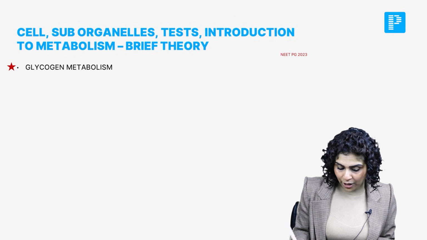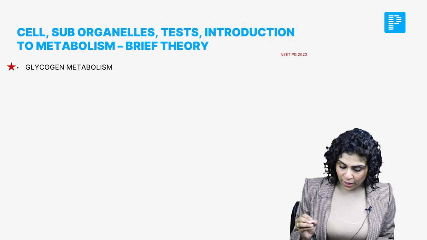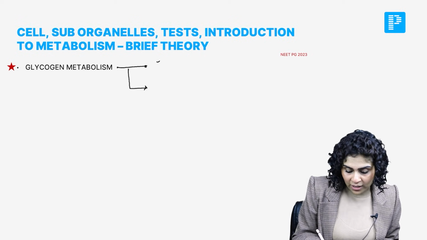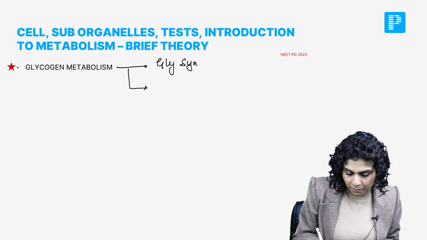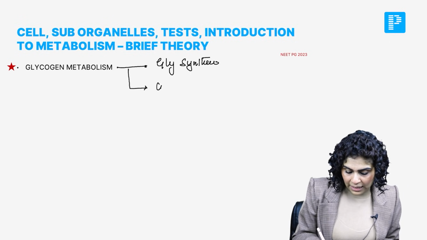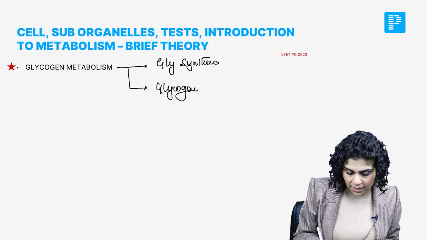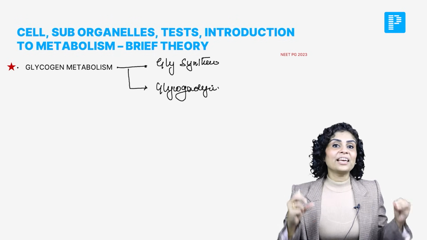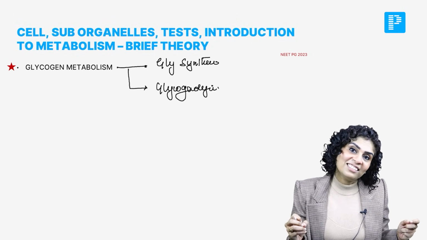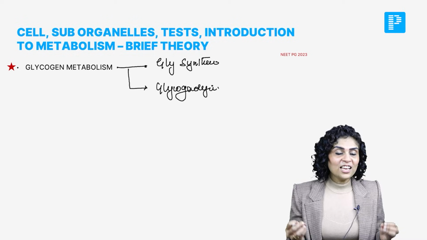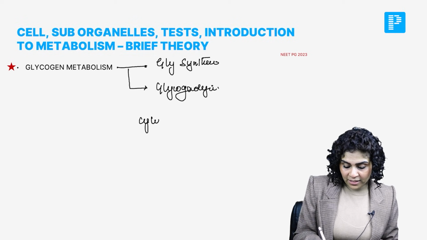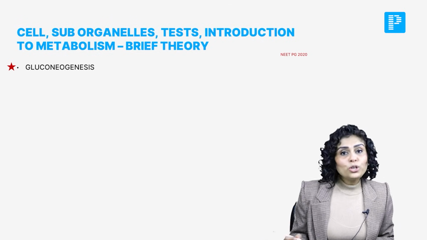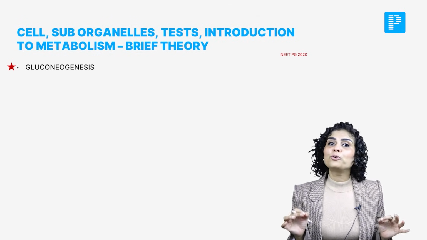Now about glycogen metabolism. The phrase glycogen metabolism includes 2 pathways. One is glycogen synthesis. The other one is glycogenolysis. Both these pathways happen in cytoplasm. Okay. Then about gluconeogenesis. What is gluconeogenesis?